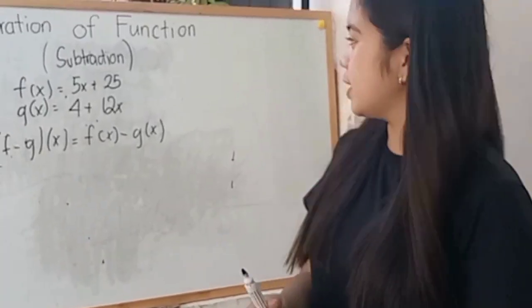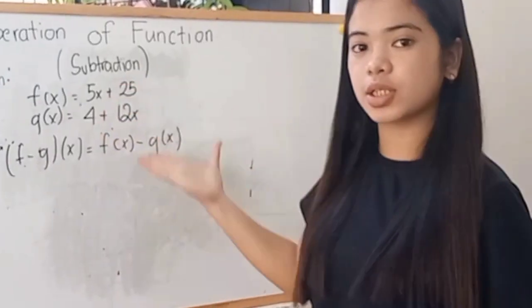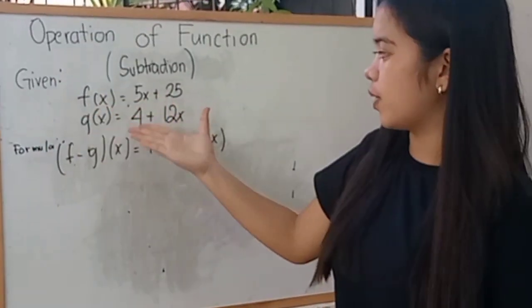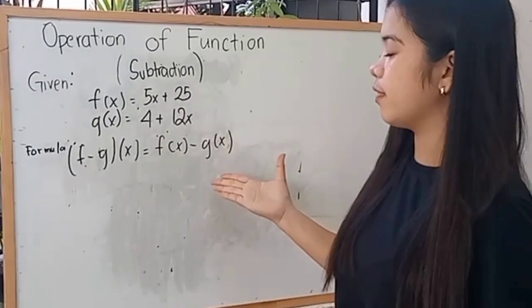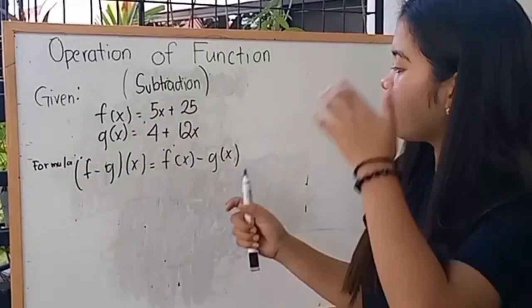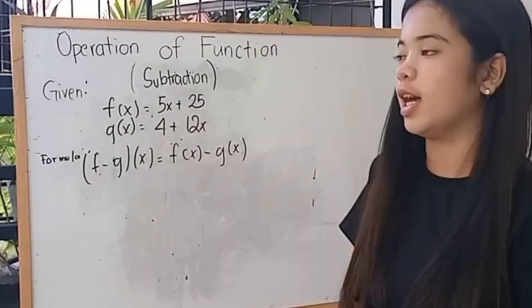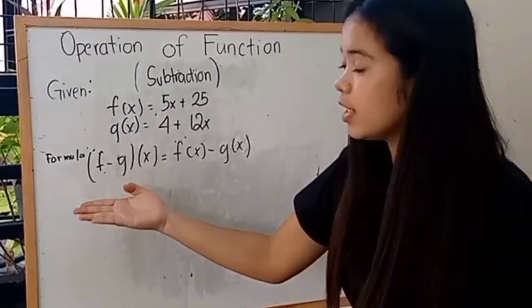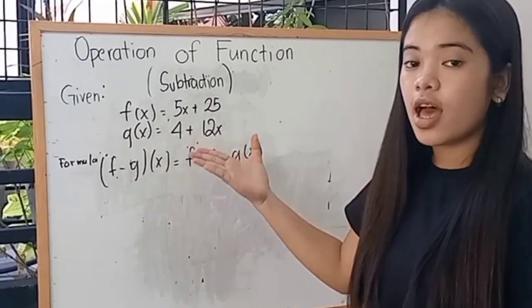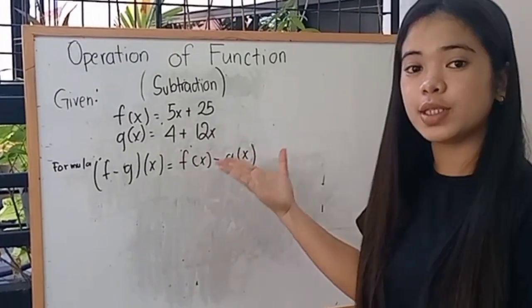In this video, we're going to show the operation of function in subtraction. First, we have the given: f of x is equal to 5x plus 25, and g of x is equal to 4 plus 12x. Before we solve this equation, we have the formula, which is the function of f minus the function of g times x is equal to f of x minus g of x.